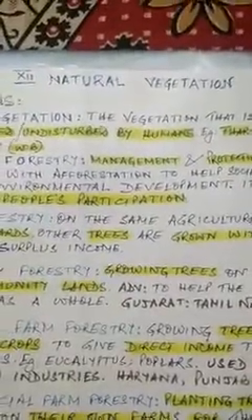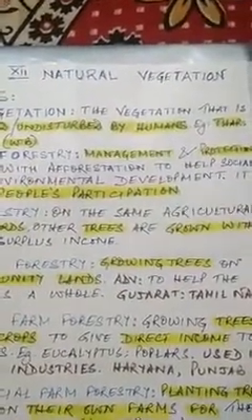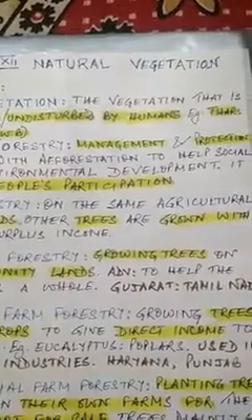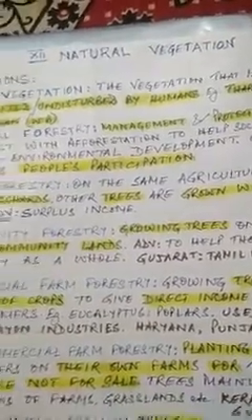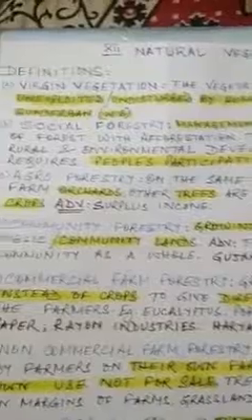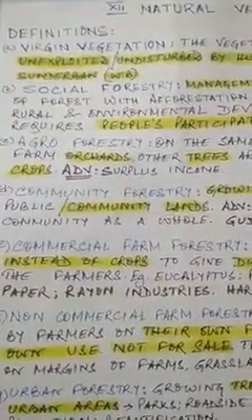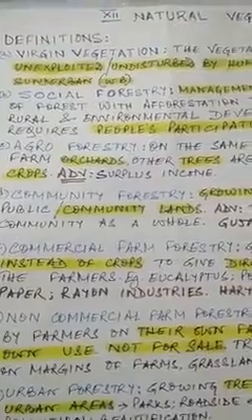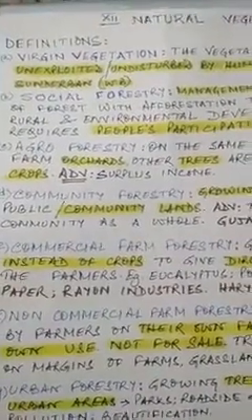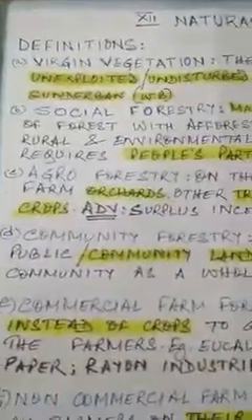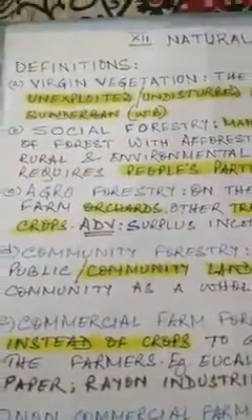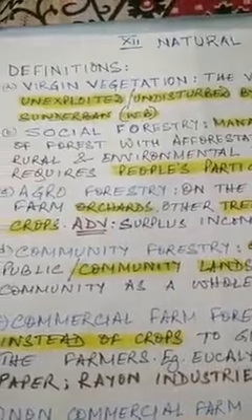So class 12, today's topic, natural vegetation. Now in today's class, we will be focusing on 7 definitions and 3 differences. Okay, the first part of this chapter. The second part we will be doing in the next week. Now the first of the 7 definitions is virgin vegetation.